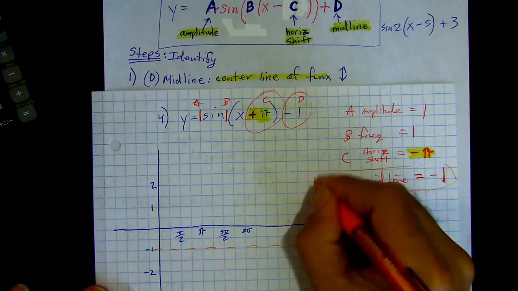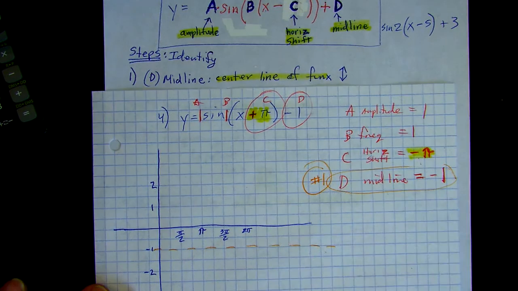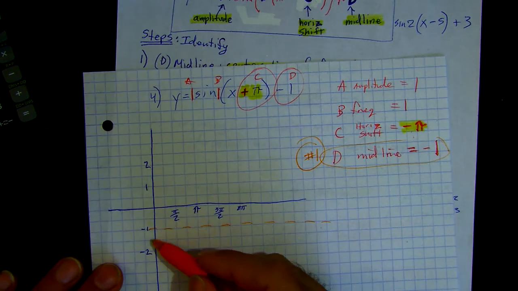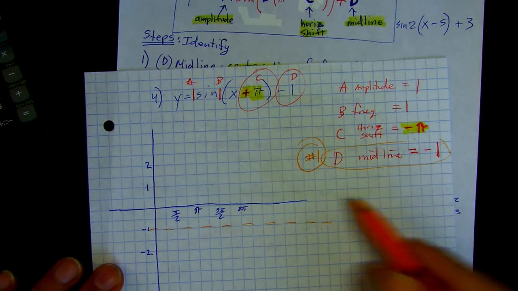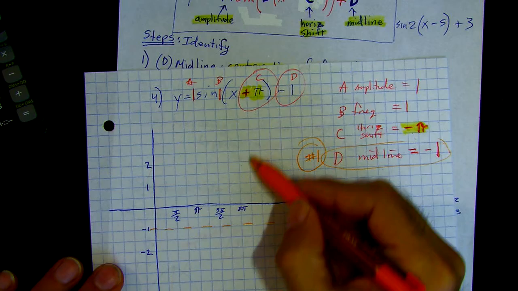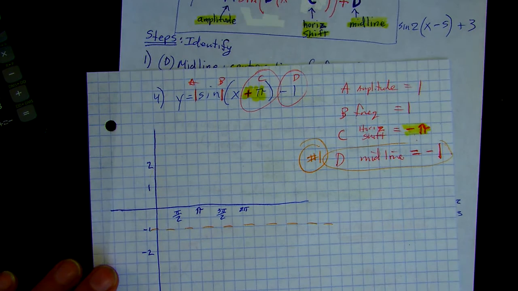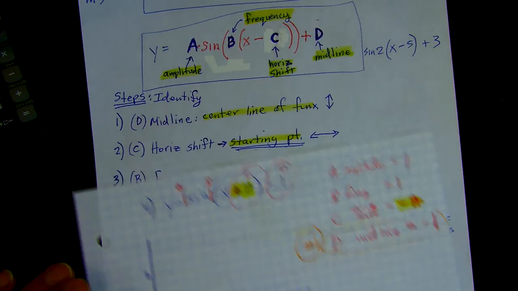So number 1, graph your midline. We know that the graph is going to go above and below this midline. If the midline was up at 2, it would go above and below that midline. Now that's great. Now let's go ahead and graph our horizontal shift.